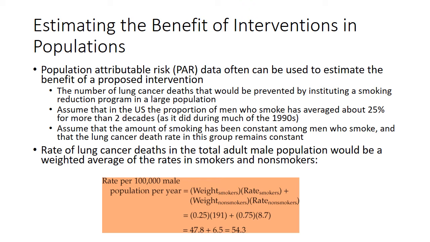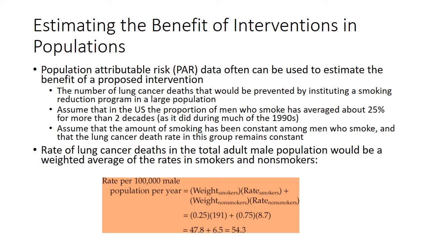So let's say that we want to initiate a new program to help reduce smoking rates in, say, a large population. Say we have the U.S. population we're dealing with, we're looking at men who are smoking, and let's say we have a current average of about 25%, say for more than 2 decades. This would be similar to what it was in the 1990s essentially. And then assume that the amount of smoking has been pretty consistent or constant among men who smoke, and that lung cancer death rate in that group remains constant as well, right? So you're kind of having to make some assumptions, but it's useful for helping to estimate what these impacts could be.